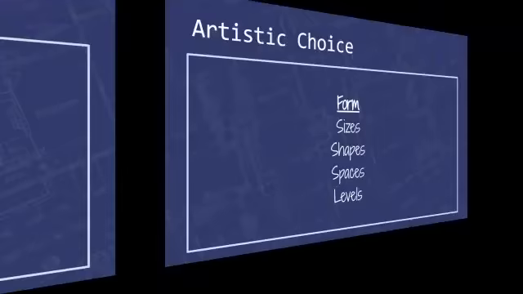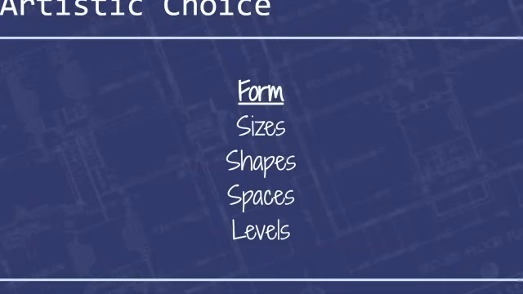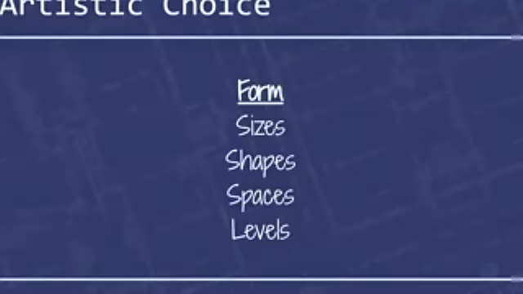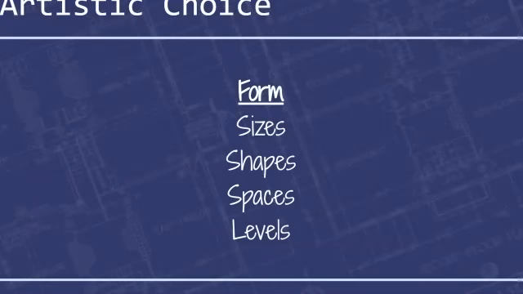The next thing we'll look at real quick is form. So we're talking about sizes, shapes, spaces, levels, all these different things that go into the space that our actors are in, the world that they live in.